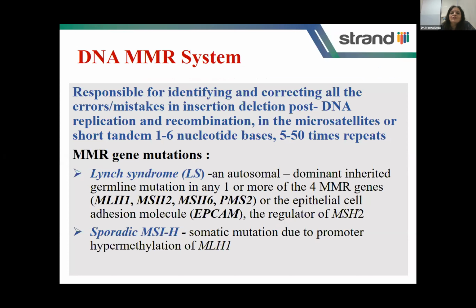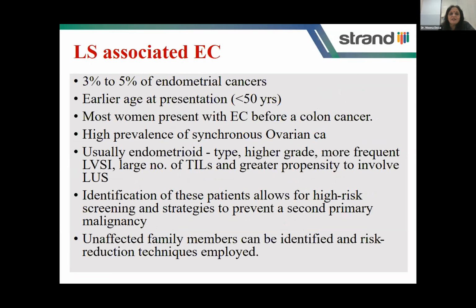They are responsible for correcting all the errors and mistakes which occur in insertion and deletion post DNA replication recombination. So they are these short tandem 1 to 6 nucleotide bases. Now you can get two types of mutation. One is of course the Lynch, which is the inherited one, which is autosomal dominant. And you have the sporadic ones, which are seen due to MLH1 hypermethylation.